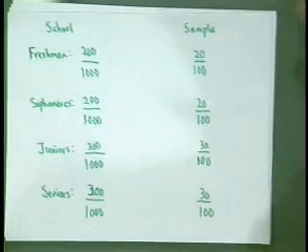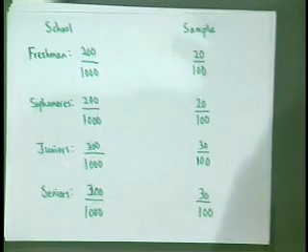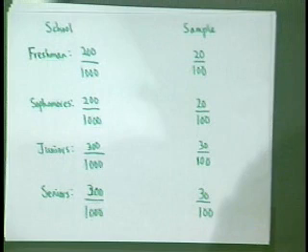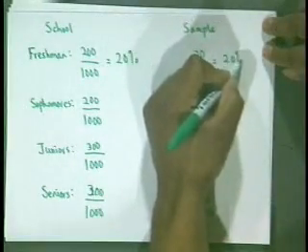So let's take a look. We have 200 freshmen out of 1,000 students in the school. So 200 out of 1,000 gives us 2/10. Now 2/10 as a percentage is going to be 20. So 20% of the school is made up of freshmen. In our sample, we have 20 divided by 100, which also gives us 2/10 times 100. So 20% of the students in our sample are also freshmen.